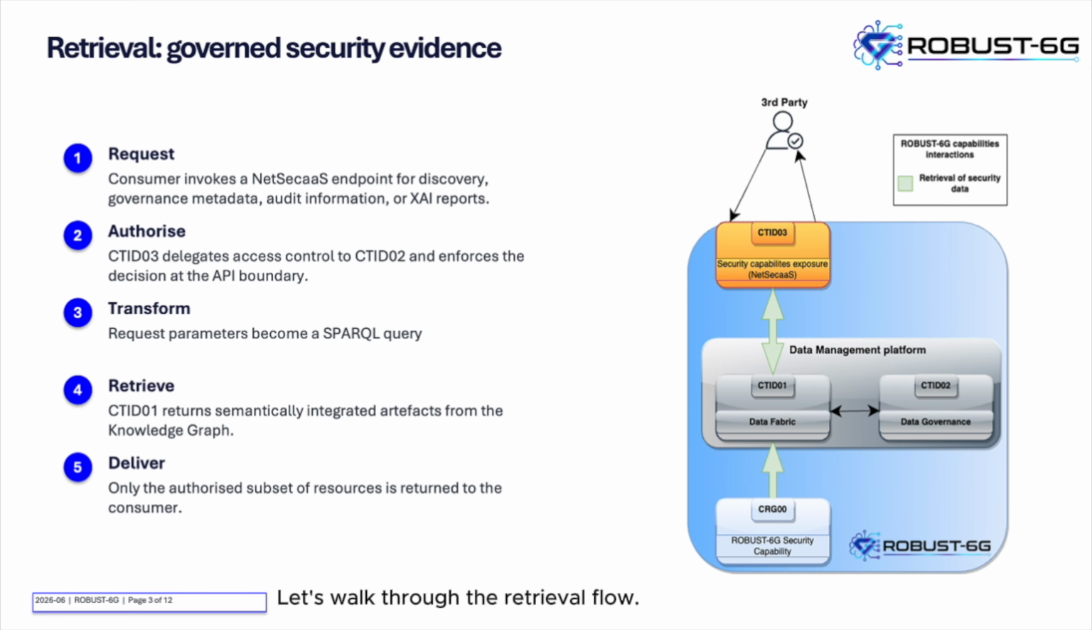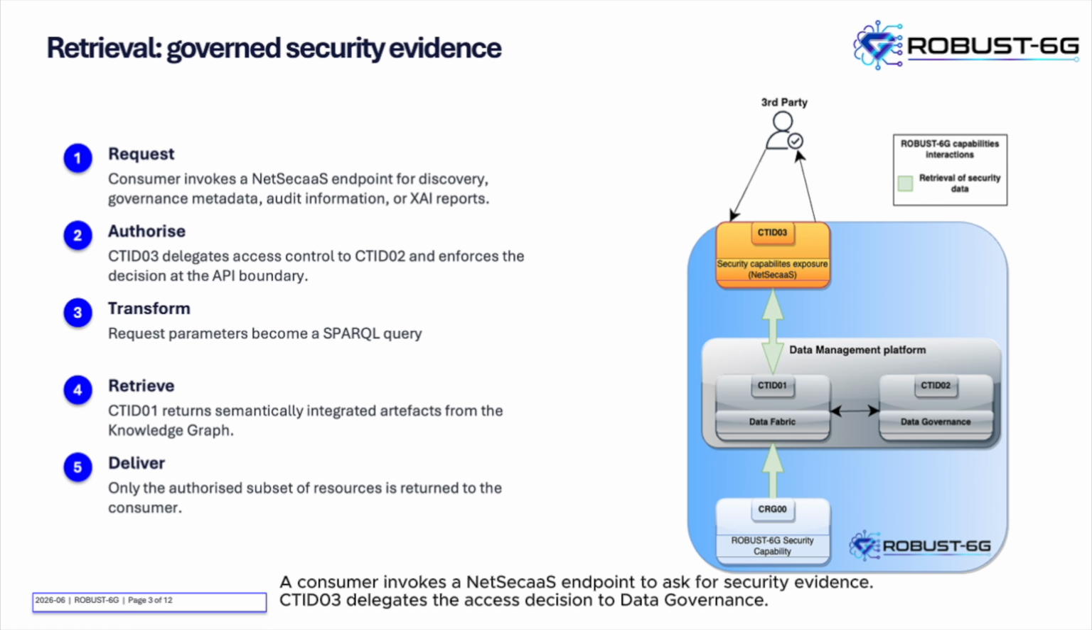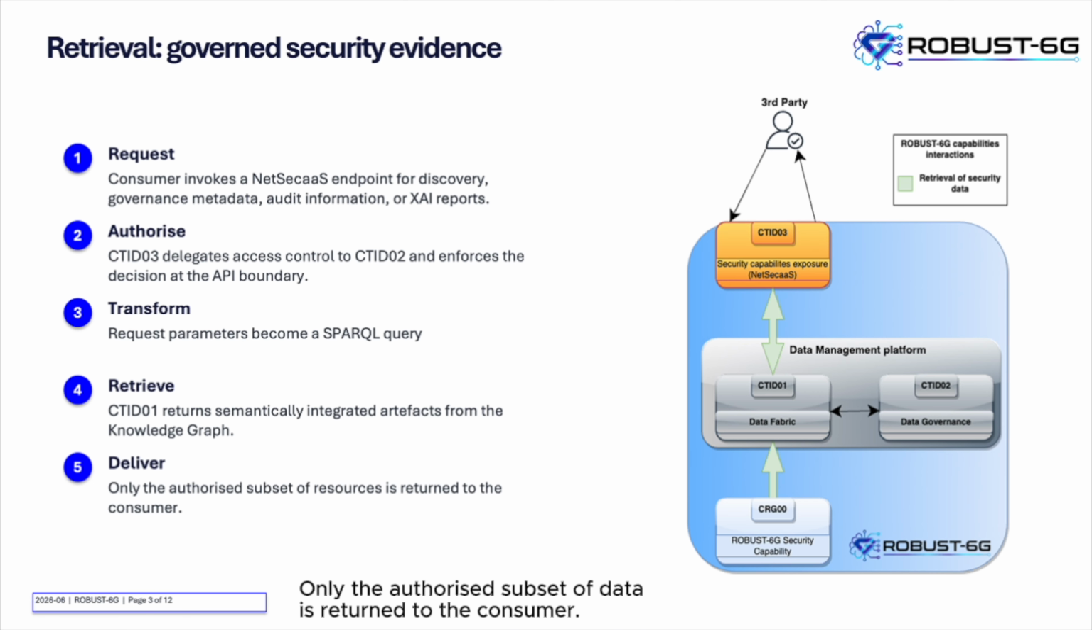Let's walk through the retrieval flow. CTIDO3 delegates the access decision to data governance. The request is transformed into a SPARQL query and resolved against the knowledge graph. Only the authorized subset of evidence is returned to the consumer.